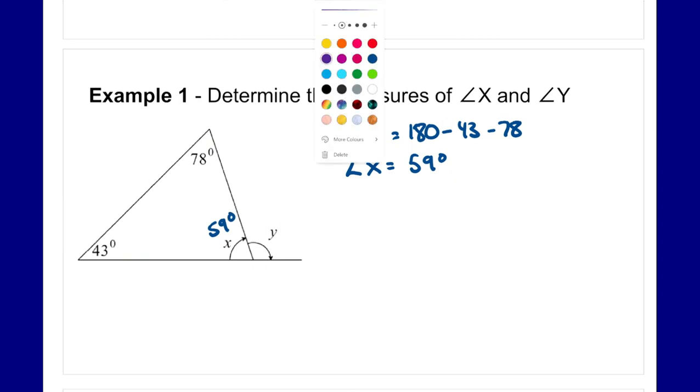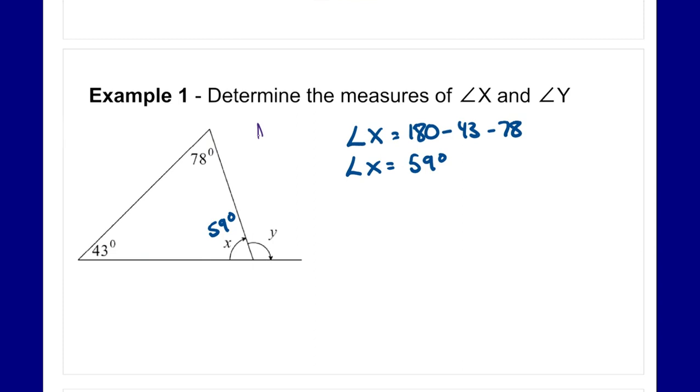Right, so this property I'm going to write off to the side: all angles in a triangle add to 180. If you don't remember that, or if you didn't know that, I would suggest writing it down just so that you're aware moving forward.